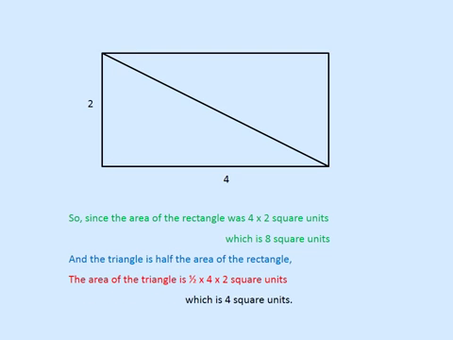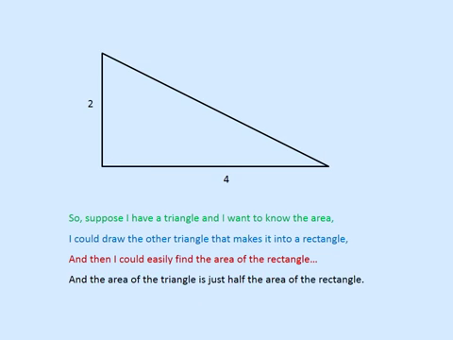So, since the area of the rectangle was 4 times 2 square units, which is 8 square units, and the triangle is half the area of the rectangle, the area of the triangle is half of 8 square units, which is 4 square units. But how does that help us if we start out with a triangle?